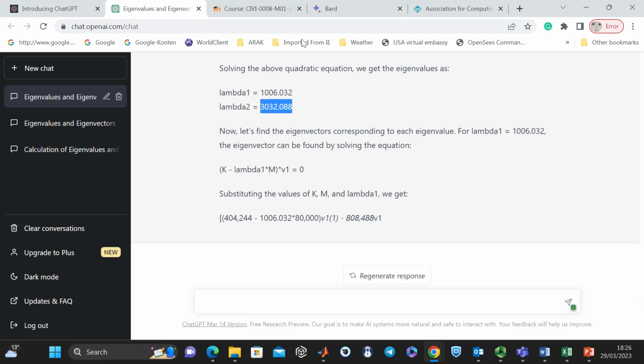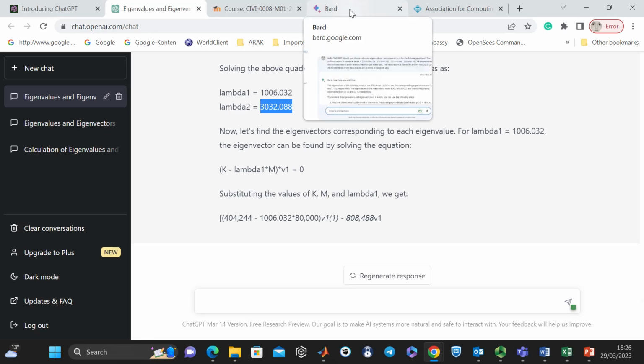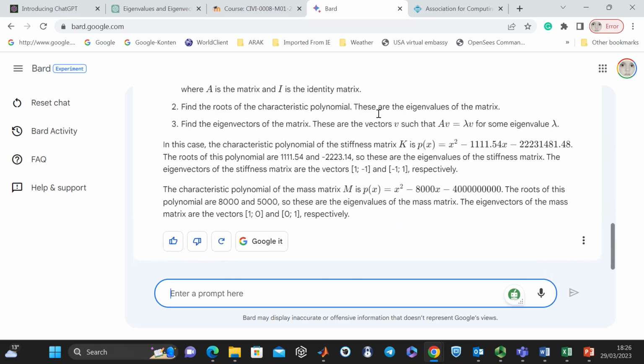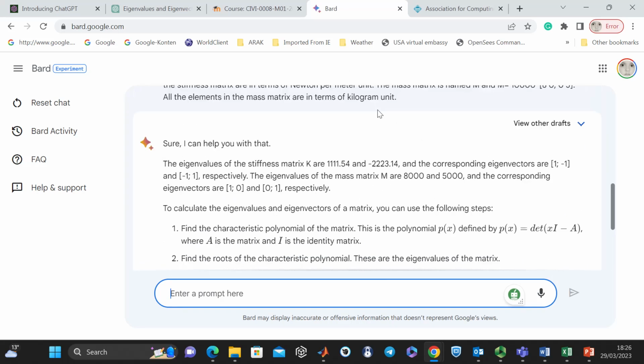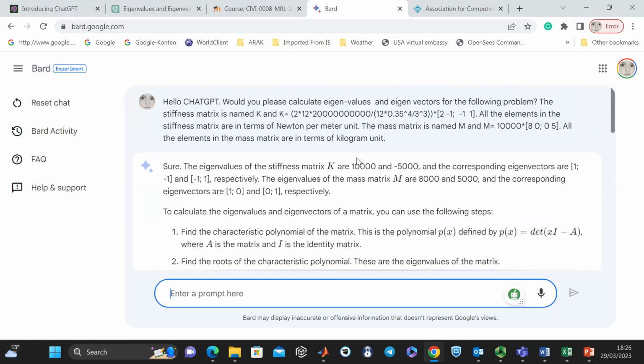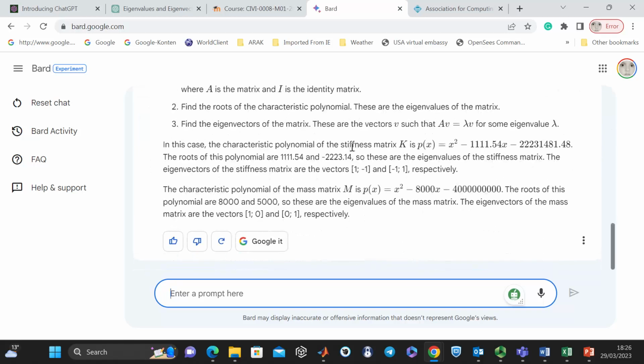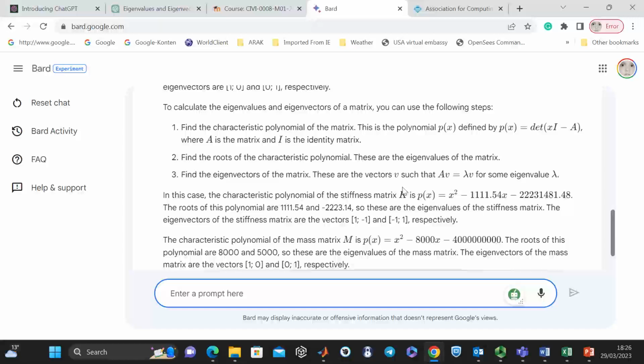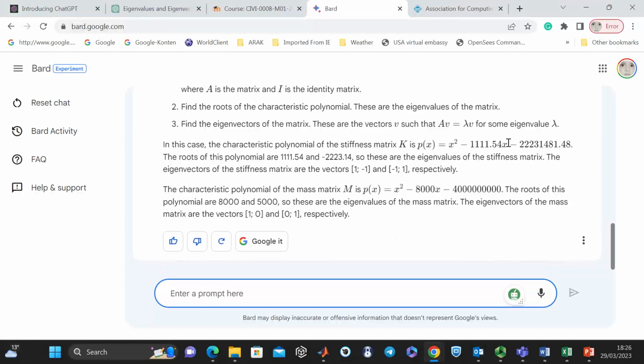Just not to forget, this is ChatGPT, but on the other hand, there is another AI machine called Bard. It's based on Google. I gave Bard the same question, and I saw that the answer is some sort of descriptive answer. However, there are some numbers in it.